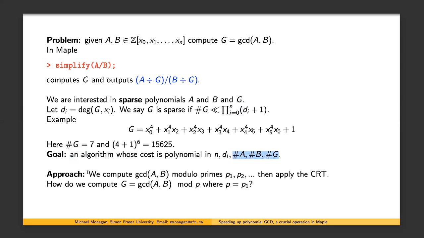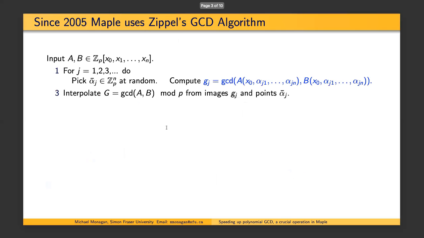The general approach that we're taking is we're using a modular algorithm. So we compute the GCD of a and b modulo some primes, p1, p2, etc. And then we apply the Chinese remainder theorem to recover the integer coefficients in the GCD. That's very standard. And the difficult part is how to compute the GCD modulo the first prime. That's what we're working on.